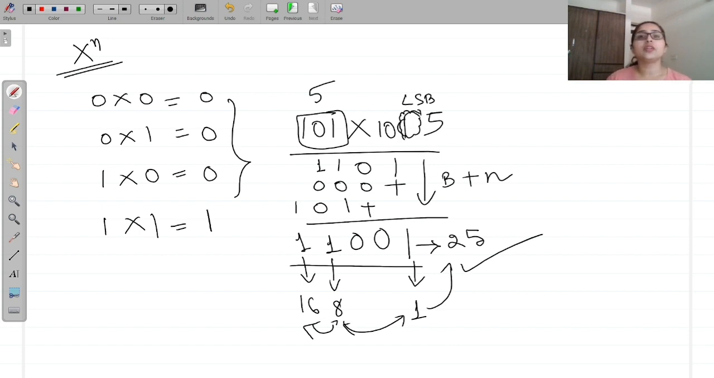So start with the least significant bit of a number. So this is your multiplicand, this is your multiplier. So this is all about binary multiplication.